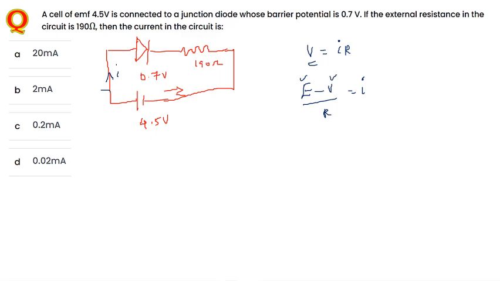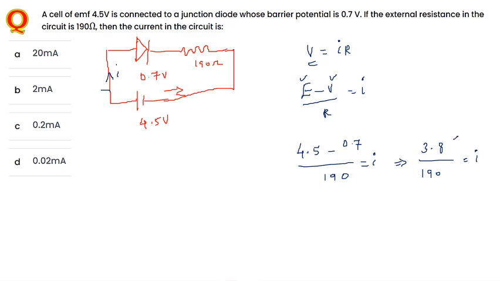Now substitute the values. E is 4.5 minus the barrier potential 0.7, divided by the resistance given, which is 190 ohm, equal to I. So 4.5 minus 0.7 is 3.8, divided by 190, equal to I.